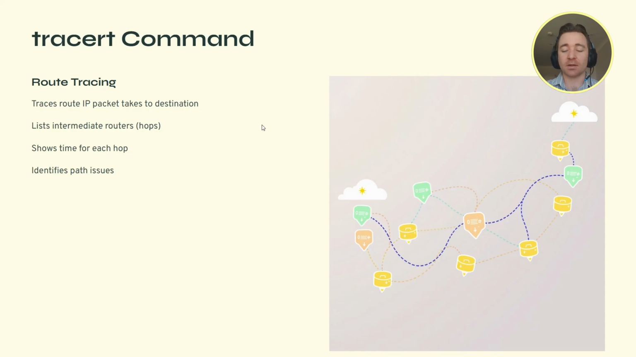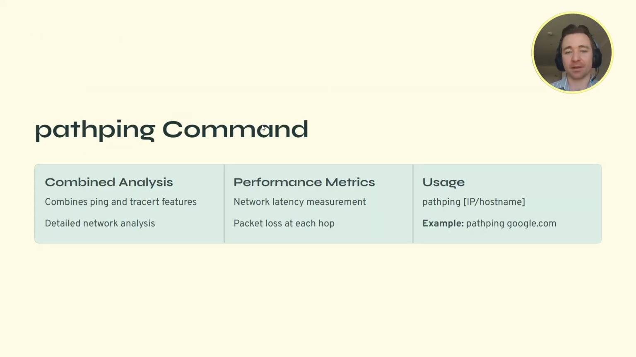So the final one is called pathping, and that's basically taking traceroute and ping and putting them on steroids. It is a combined analysis. It combines ping and traceroute features. It has detailed network analysis. It also gives performance metrics. It tells us about the latency, tells us about the packet loss at each hop.